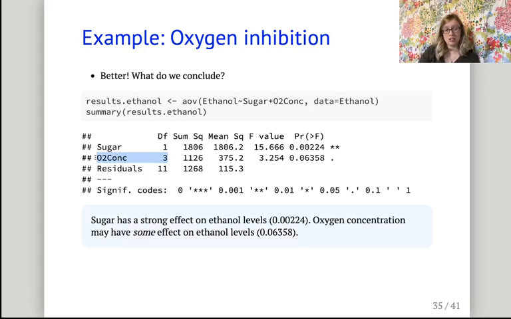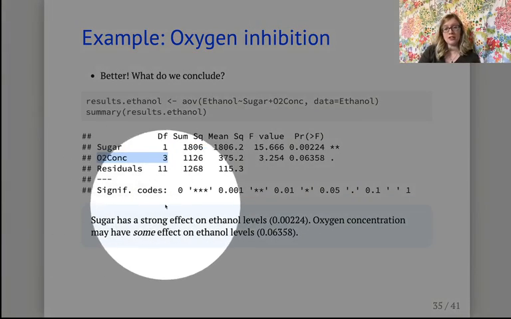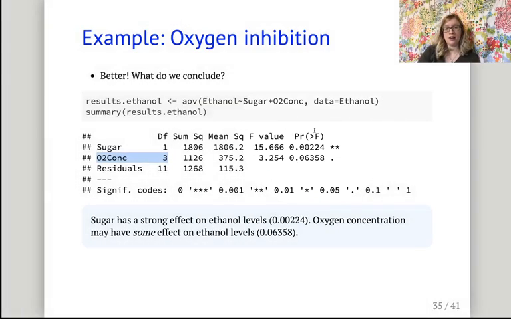And here's the conclusion. Sugar, it looks like, has a strong effect on ethanol levels. The sugar p-value is quite small. Oxygen concentration might have some effect. The p-value is about 0.06, so it's not strong, compelling evidence, but there may be some evidence.